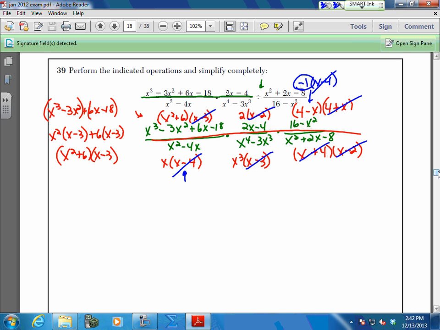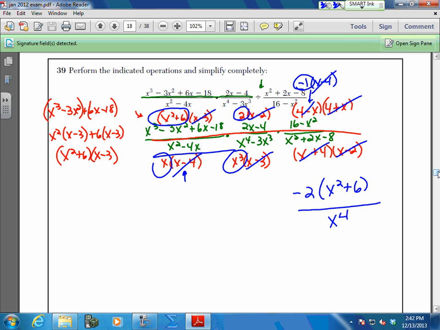So you are right now left with your x squared plus 6 up on top, and your 2, we took out this, and your negative 1. So negative 1 times 2, negative 2, and x squared plus 6. In the denominator, we took everything out except this x and this x cubed, which we add the exponents, the x to the 4th. And that is how you leave it.